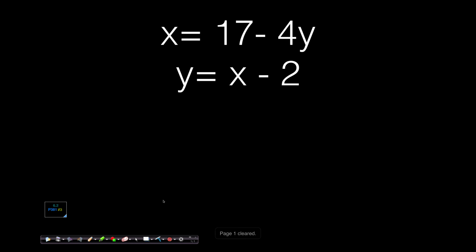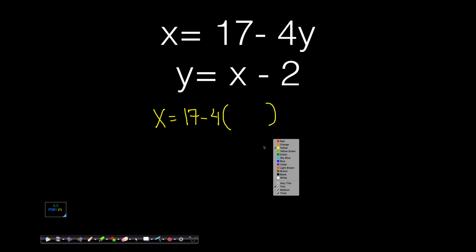So let me show you how we do that. I'm going to have a new equation, x equals 17 minus 4. And then I have a value for y. Instead of putting y, I'm going to put in my new value, which is x minus 2.